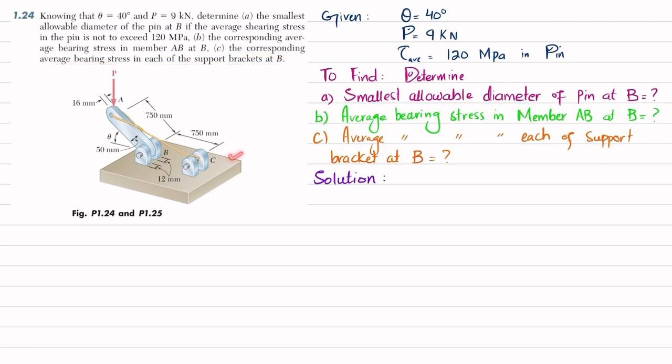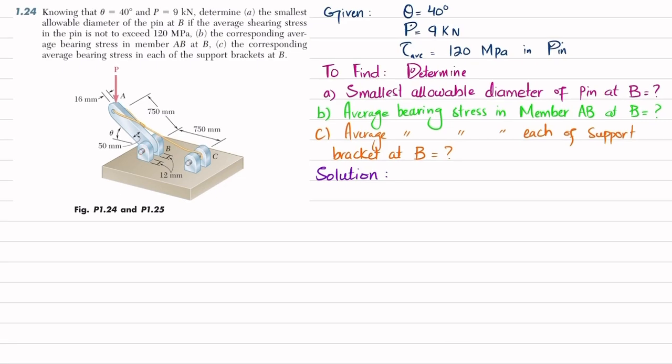From this diagram you can see this is member AB, this is the roof. There is a point load of P, and the angle which member AB makes with the horizontal is theta. So you have to find the allowable diameter of this pin at B, first find this diameter, and then the average bearing stress in this member AB, and the bearing stress in each of these support brackets. So let's start with the solution.